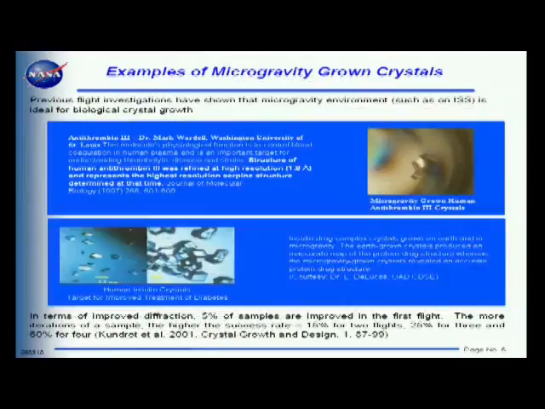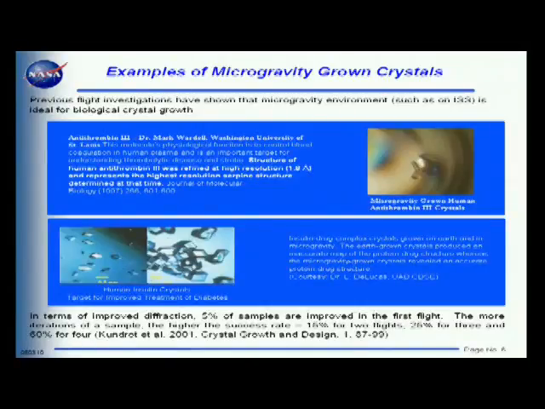Next chart, please. Here's a few examples of some actual crystals that were grown. The top was antithrombin 2, which performs a coagulation function. It's the target of thrombolytic disease and stroke. And once again, this is a 9-day mission, and it refracted to 1.8 angstroms, which at that time was the highest for that particular protein.